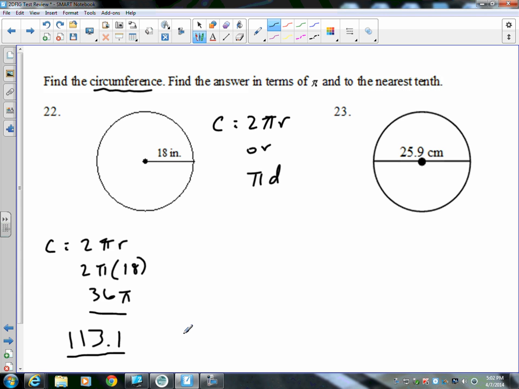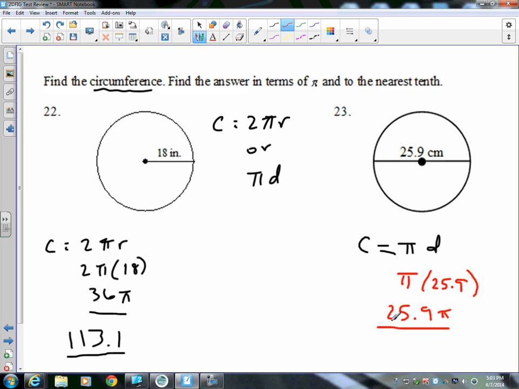Next question, number 23, says we want to find the circumference again in terms of pi and nearest tenth, but this time we're given the diameter, so let's use the second equation instead. So we say circumference is equal to pi times diameter. This time we know the diameter is 25.9, so pi times 25.9. If we leave it in terms of pi, we're going to just leave it just like this, 25.9 pi.